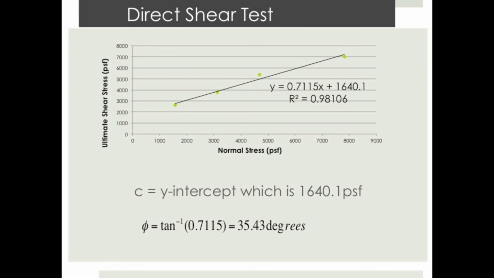Then the angle of internal friction is solved by finding the slope of the linear fit relative to the horizontal. Inverse tangent of 0.7115, the slope, is equal to 35.43 degrees. Any shear and normal stress that plots on or above this line represents the failure plane. Any shear and normal stress that plots below this line represents a safe design for the soil in question. This concludes the test procedures and data reduction sections for direct shear testing.